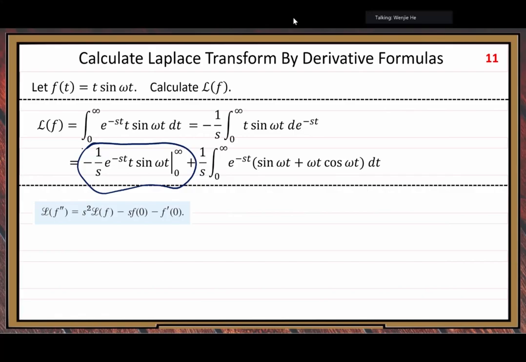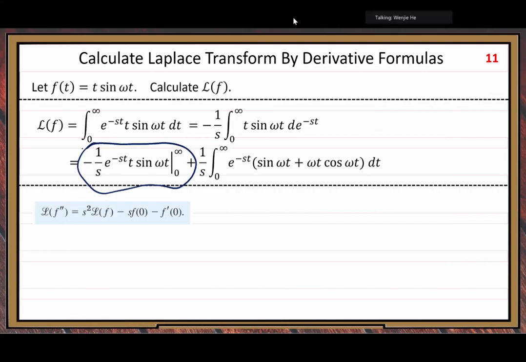For the second part, you still need to do some work. The first term, sine omega t, Laplace transform, we have the formula, so we can apply it. But the second one, this t times sine, we need to do some work.